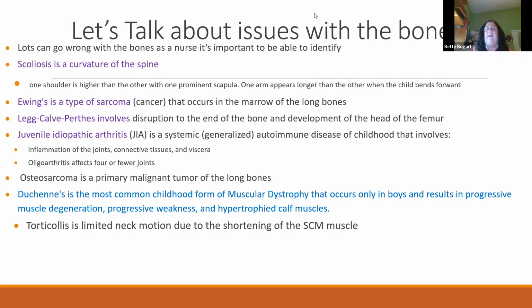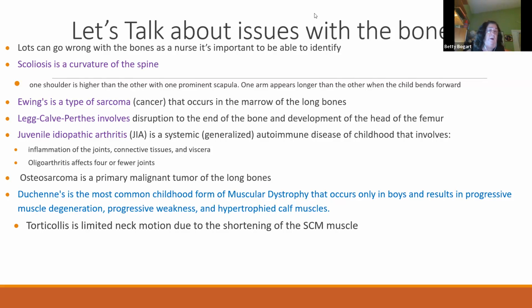Ewing sarcoma is in the bone marrow of long bones. It is a cancer and it requires radiation, chemo, surgery, so it is a long-term care to get rid of it if we can. Legg-Calvé-Perthes. What that is, is the bone and the development of that femur is not developed the way it should. Usually it's a disruption of blood flow there. So that femur doesn't grow correctly. Many times you're going to see this child limping, which makes you find out that's what it is. Usually it's just resting, and NSAIDs can help with that develop better.